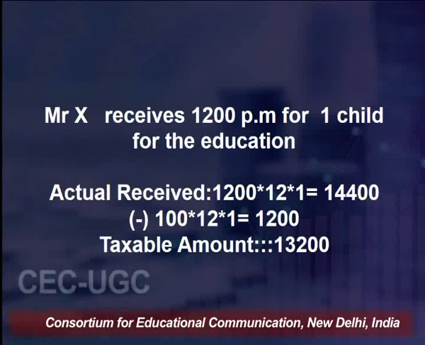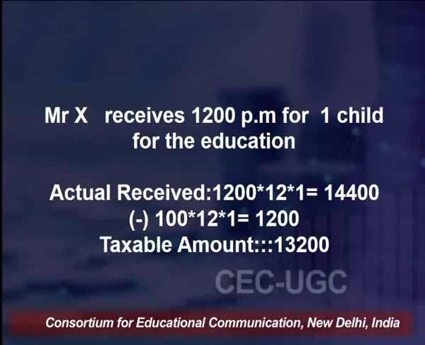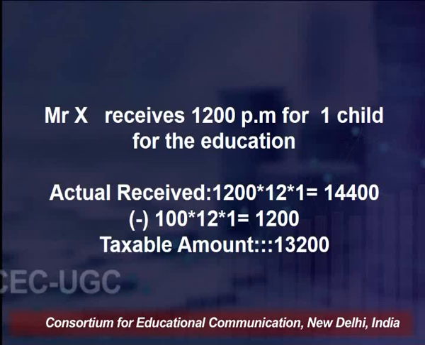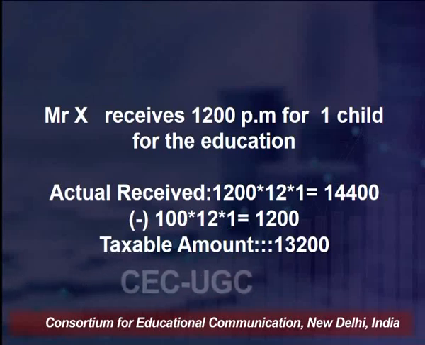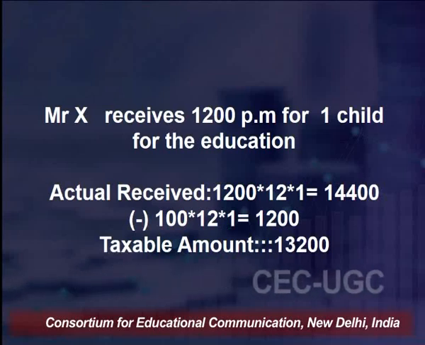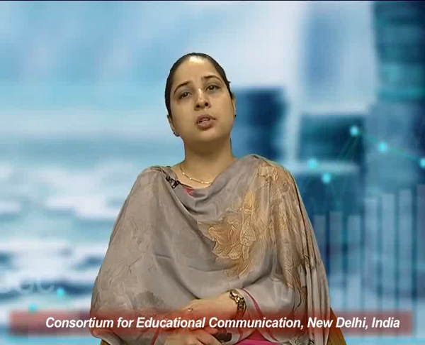Now, what will be the amount of your exemption in this particular case? It will be 100 rupees for one child, because the upper capping is there for 2 children. So, in this case your 100 rupees will be exempted for 12 months, and that too for the one child. So, in this case 1200 will be exempted and the remaining amount, that is the 13,200, will be the taxable amount.